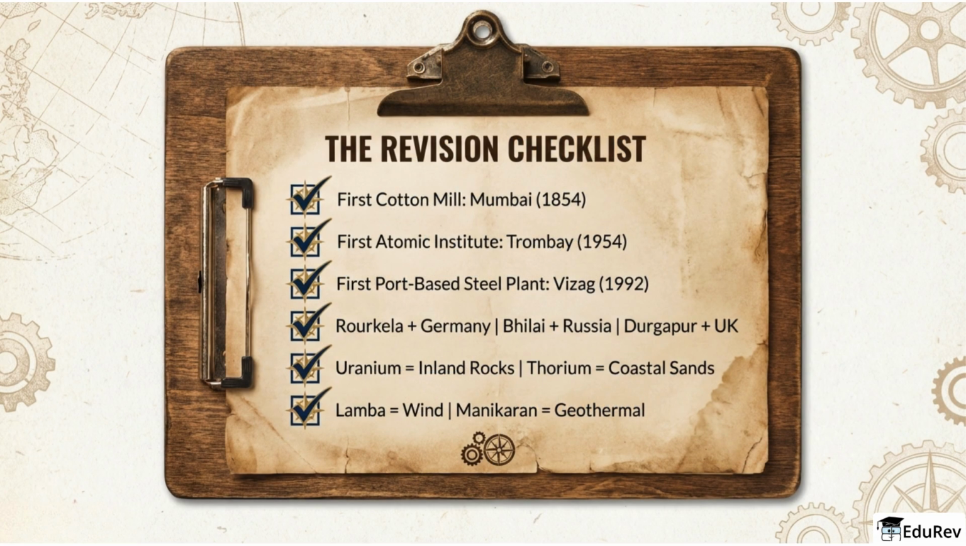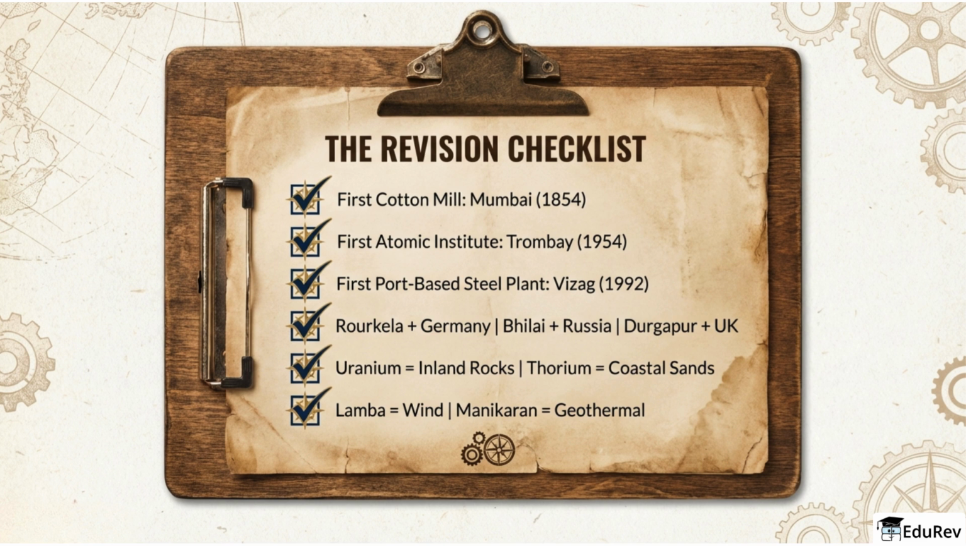Now consolidate through the revision checklist. You need 6 clean anchors. First, the first cotton mill, Mumbai 1854. Second, the first atomic institute, Trombay 1954. Third, the first port-based steel plant, Vizag 1992. Fourth, the collaborations, Rourkela with Germany, Bhilai with Russia, Durgapur with the UK.